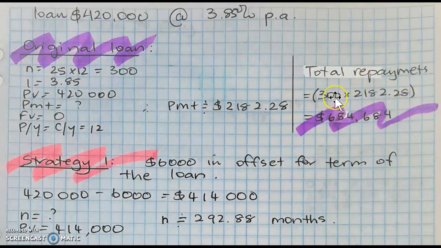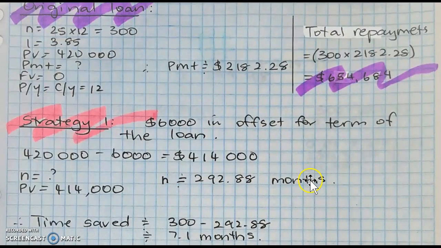So total repayments are 300 months times my PMT. So what have we got there? I think it says 654,684. So that's the total repayments. It's not the interest, it's the total repayments. So if I wanted the interest, I then would take off the $420,000 from that.